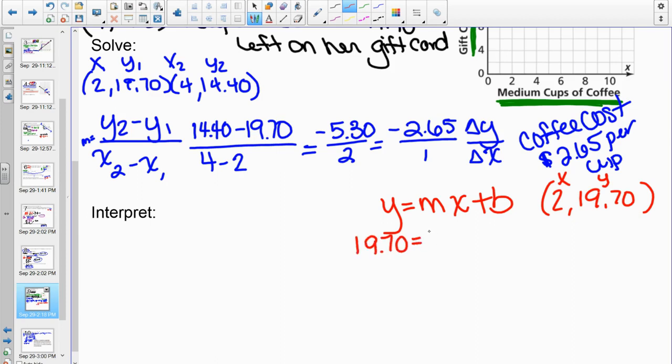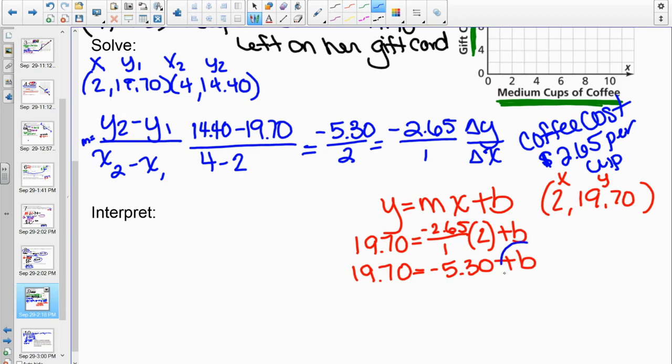My slope again is negative $2.65 per 1 cup of coffee. I'm going to multiply that times 2 coffees, which honestly I just did up here. So I get 1970 equals negative 530 plus b. Again, we're getting closer. I want to figure out what b is.